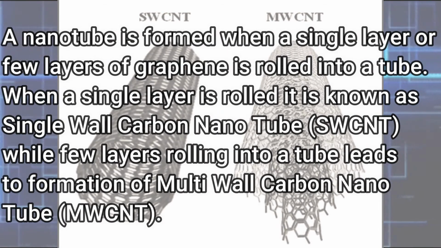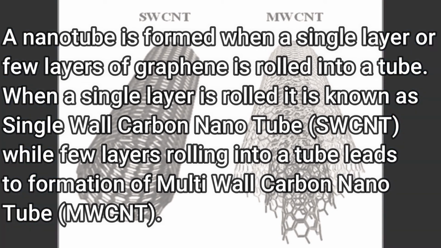Carbon nanotube. A carbon nanotube is formed when a single layer or few layers of graphene are rolled into a tube. When a single layer is rolled, it is known as a single-wall carbon nanotube, SWCNT. While a few layers rolling into a tube leads to the formation of a multi-wall carbon nanotube, MWCNT.